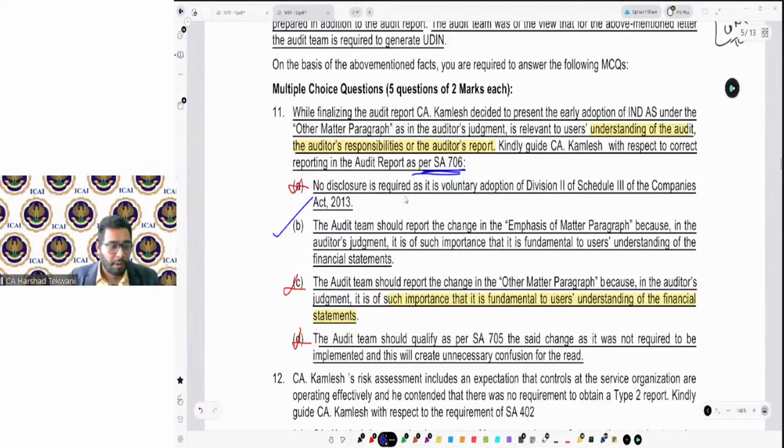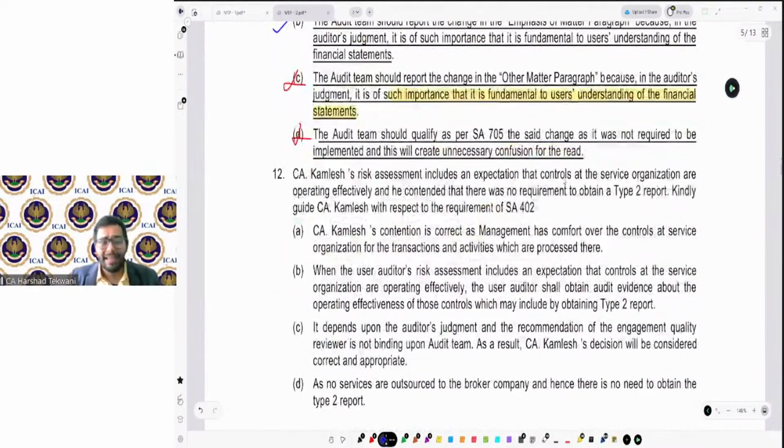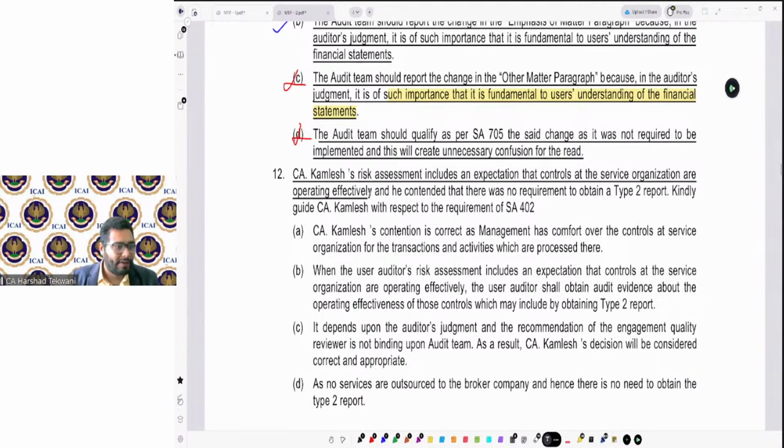Now, let's see the next question. The next question is, just a minute. Yeah. CA Kamlesh's risk assessment includes an expectation that the controls at the service organization are operating effectively, and he contended that there was no requirement to obtain a type 2 report. Kindly guide CA Kamlesh with respect to the requirement of SA 402.